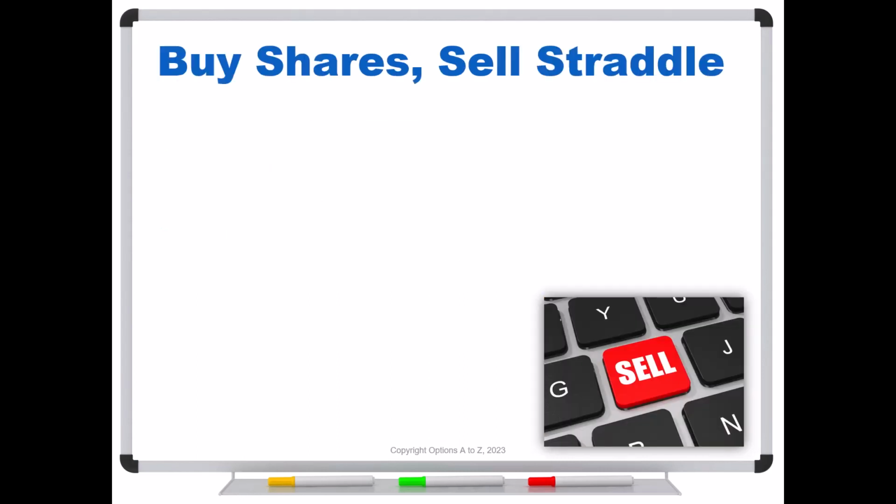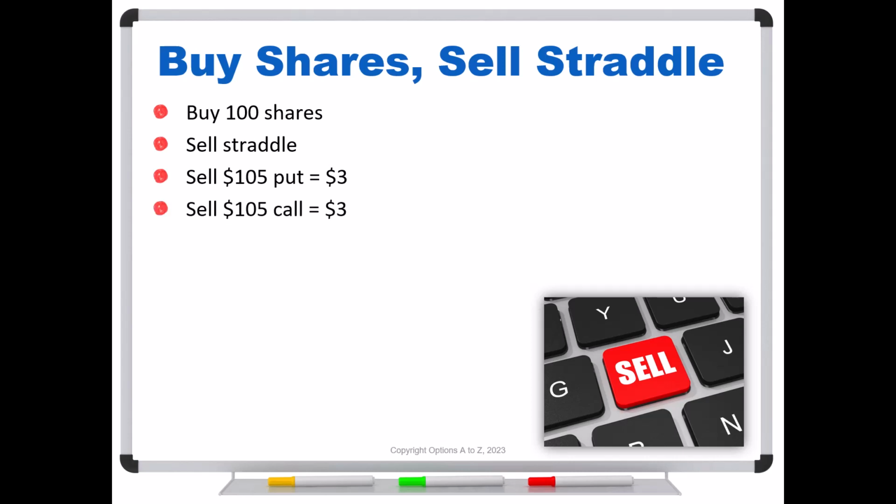So for example, let's say that you buy 100 shares, or maybe you've already got 100 shares in the account. What you could do is sell a straddle. Let's say that you sell the 105 put at a price of 3, and you sell the 105 call, which we'll also say is trading for 3. So now you're selling the call and the put, same expiration and same strike. So it's selling a straddle. And what's that going to do for you?